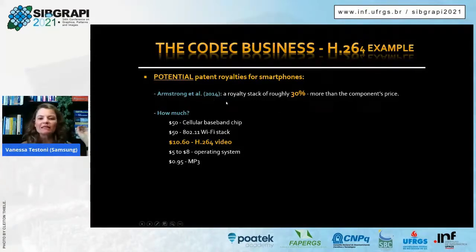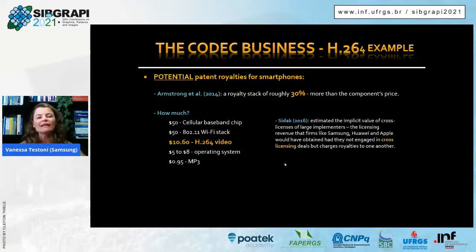And in 2014, this paper tried to predict what the potential patent royalties were. And they got to this number, 30%. So this is a lot of money for a single device. And that was composed first by the cellular baseband chip, 3G, 4G, Wi-Fi, the video codec, operating system, and the audio codec, right?